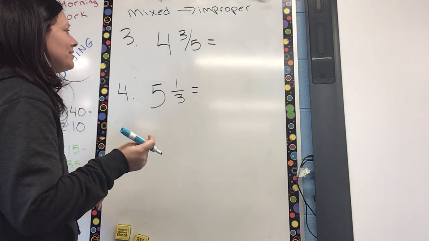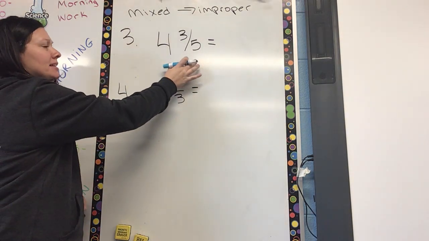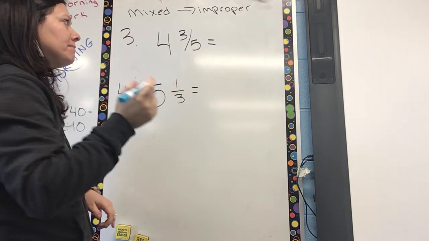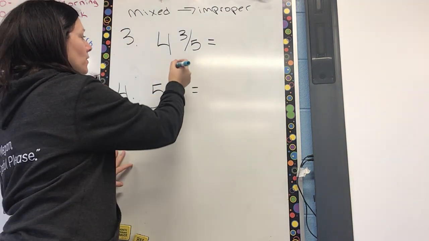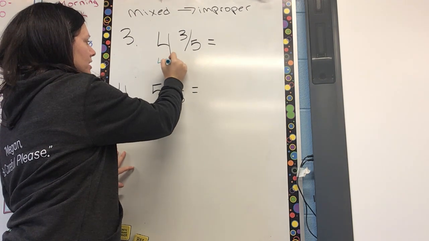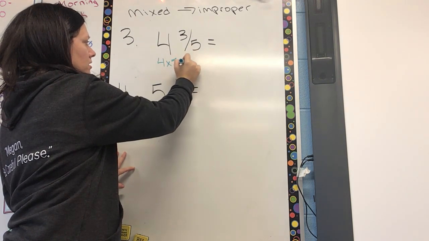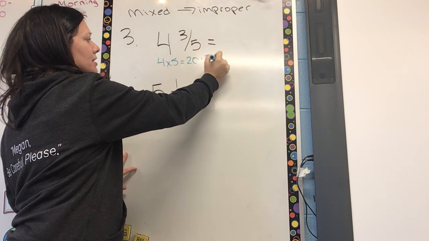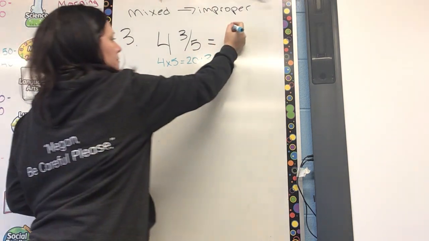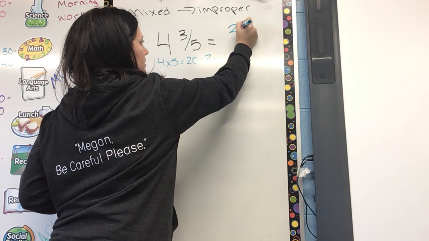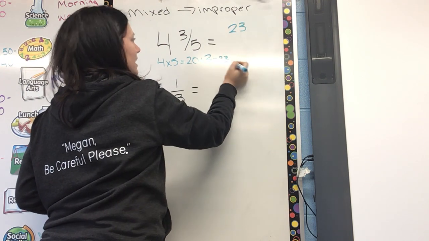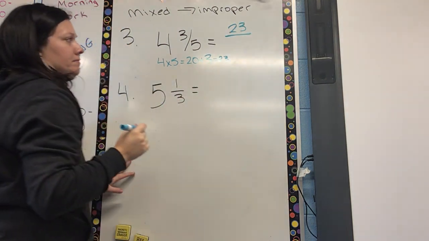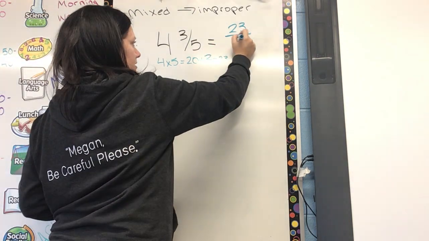3, 2, 1. Raise your hand and tell me, how am I going to make this mixed number into an improper fraction? Megan? 4 times 5. Good. So 4 times 5. And then what do I do? Plus 3. And then plus 3. And that number is my what? My numerator. What is my denominator? 5. So our denominator stays the same.